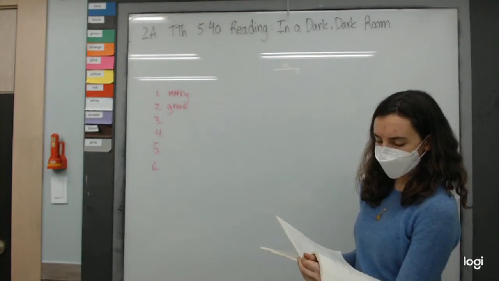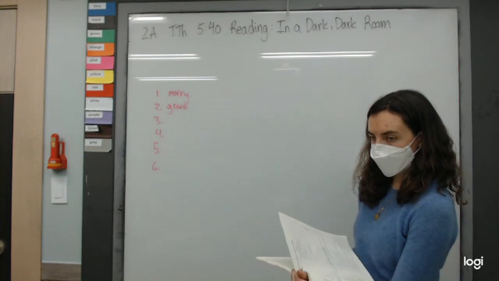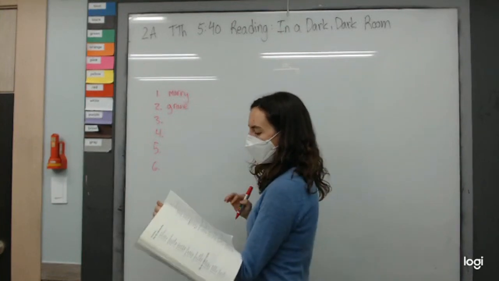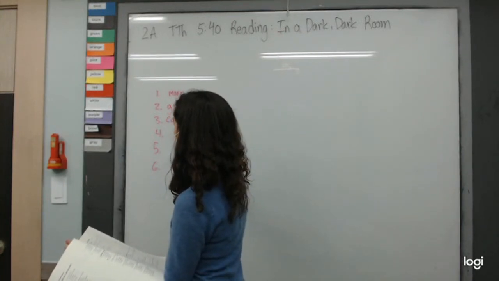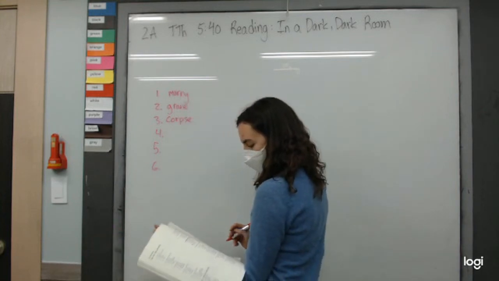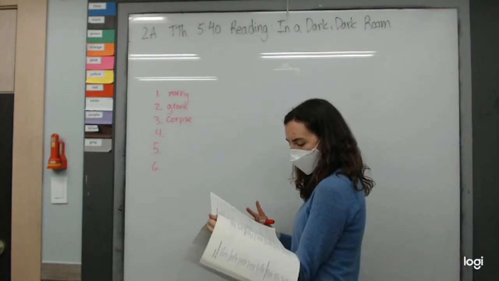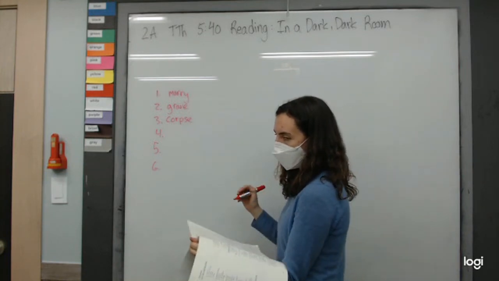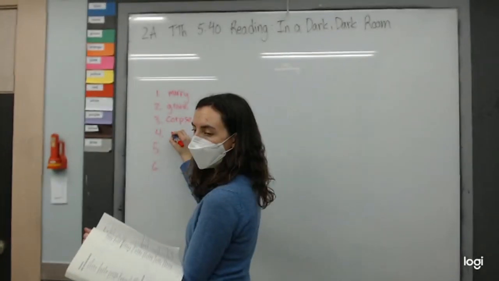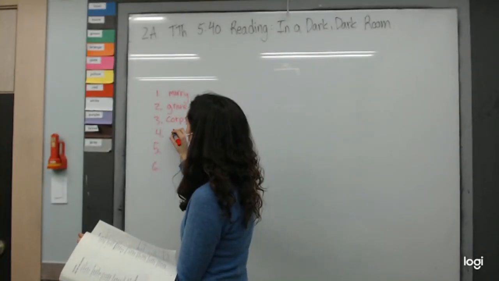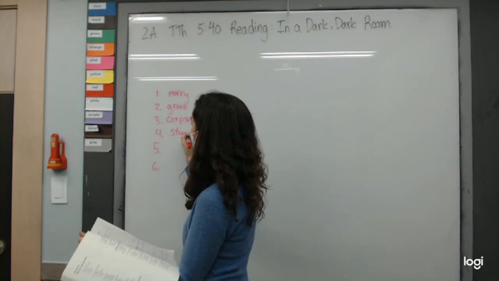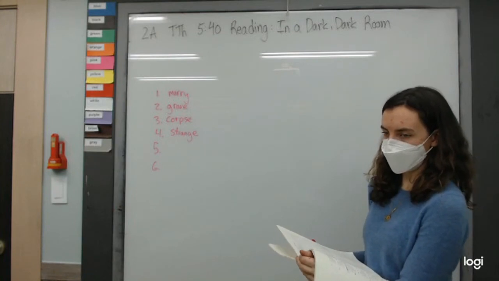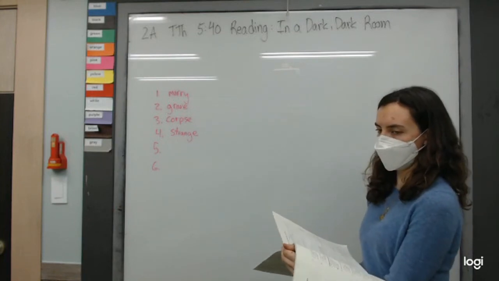Number 3 is another word for a dead person's body, and that is corpse. Okay. Number 4, I changed. Number 4 is going to be something that is not usual and not ordinary, and that is strange. Not usual, different.